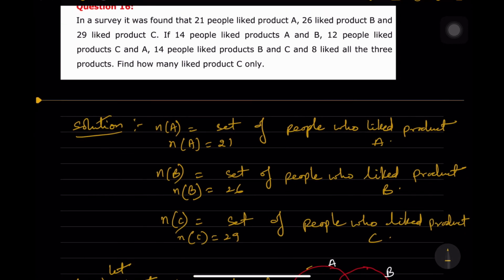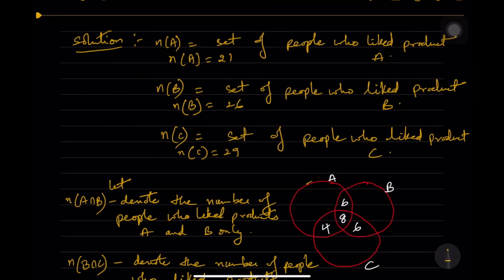So now here let n of A be the set of people who like product A. The number of people who like product A is equal to 21. n of B is the set of people who like product B, n of B is equal to 26. n of C is the set of people who like product C, n of C is equal to 29.